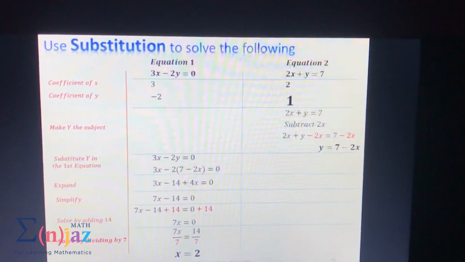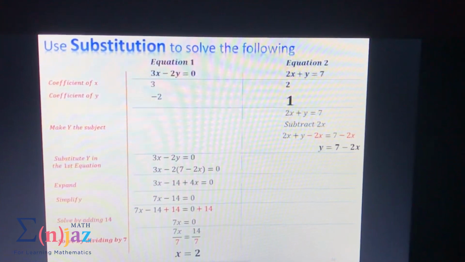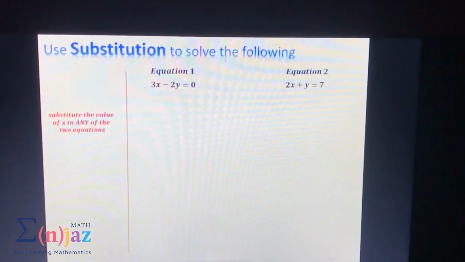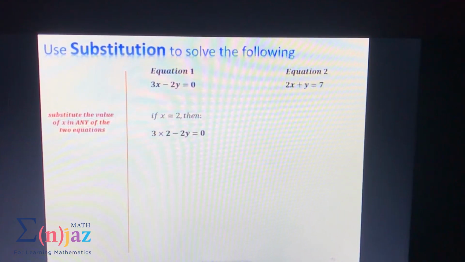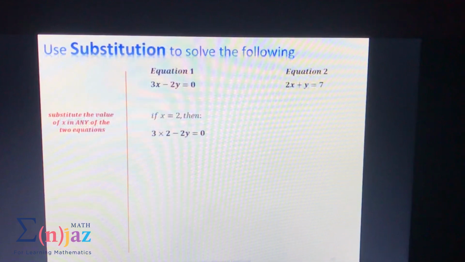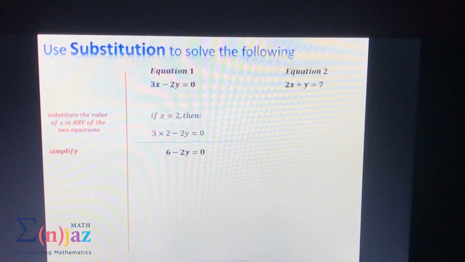Now, you substitute the value of x in any of the two equations, whether it's in equation 1 or in equation 2, we're going to end up with the exact same value. So substitute the value of x in any of the two equations. Let's choose the first equation for instance. If x is equal to 2, then 3 times 2 is equal to 6, minus 2y is equal to 0.